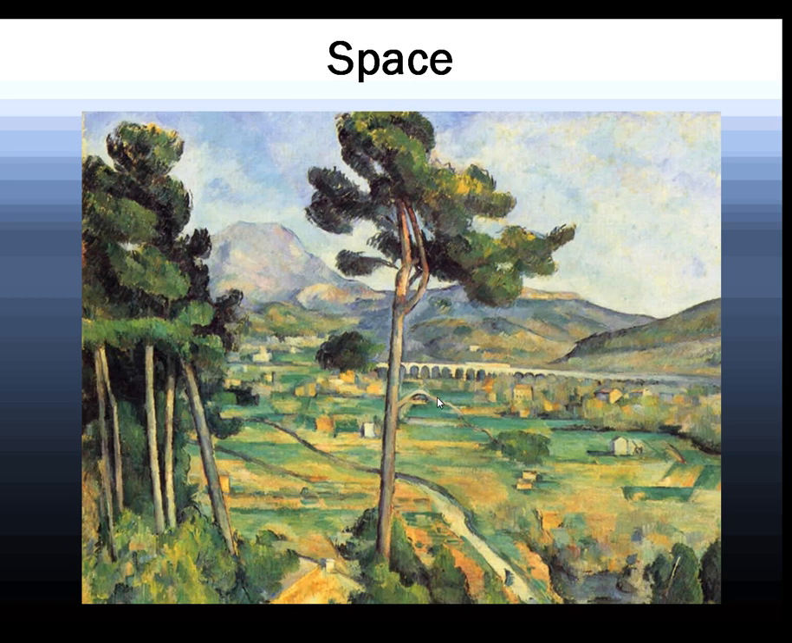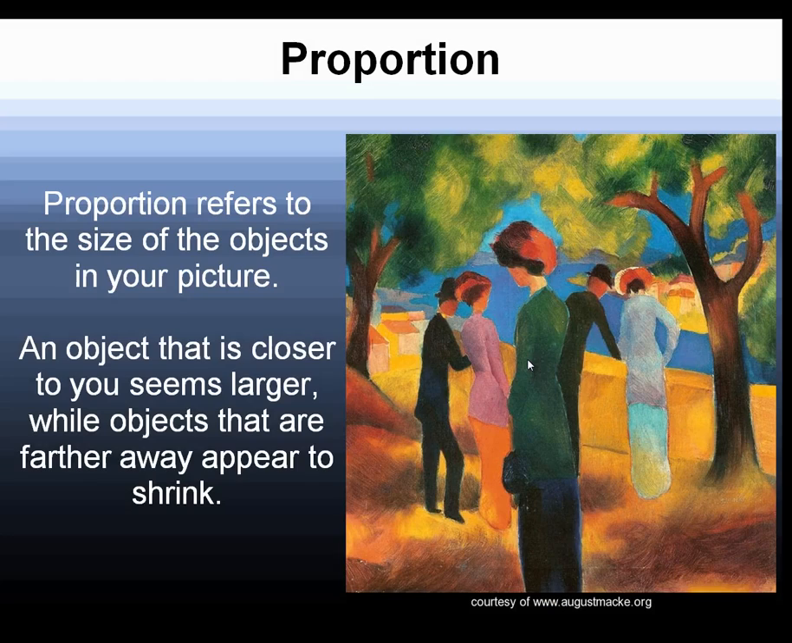So the first thing that we use to create the illusion of space is proportion. Proportion refers to the relative size of each of the objects in the picture. Basically, what proportion says is that the closer an object is to you, the larger it's going to appear. The farther away an image gets from you, the smaller it appears.